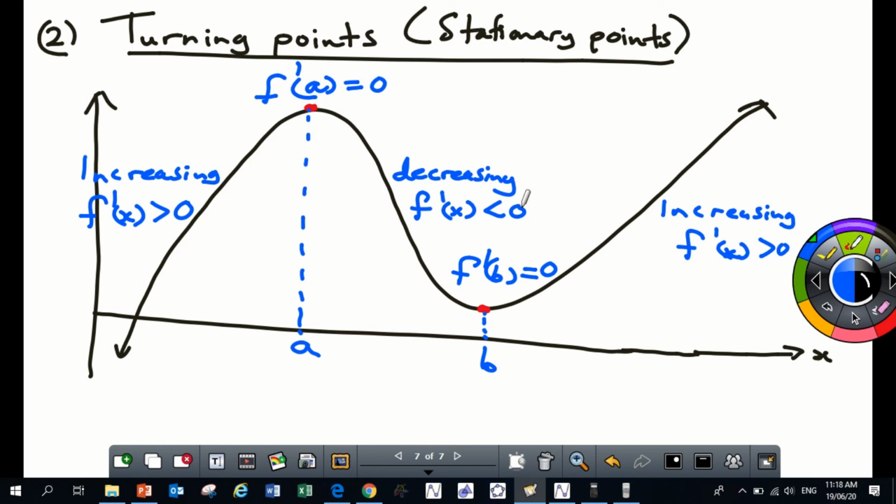Okay, the next lesson will carry on from here, carry on from turning points, because we need the other case.